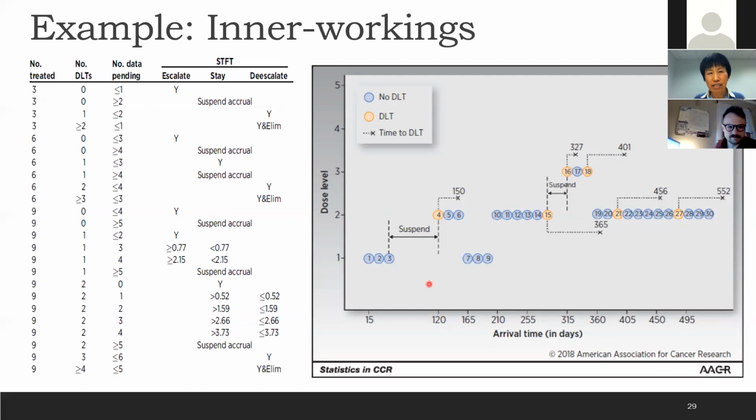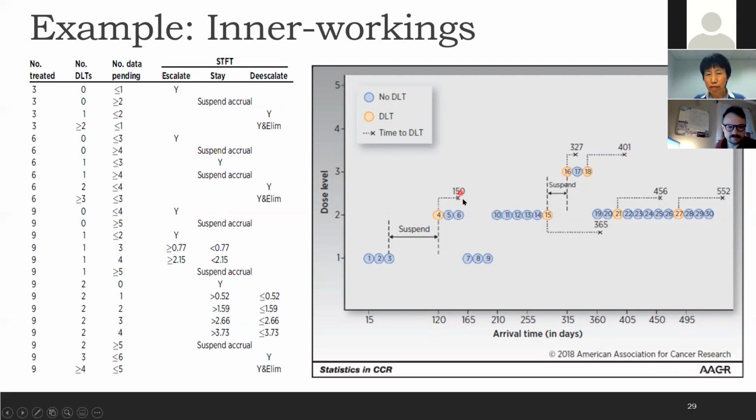So we look at the decision rule here: 3 patients treated, no DLT, and 1 patient pending. So the decision is to, yes, escalate. The next cohort of patients will be treated at dose level 2.